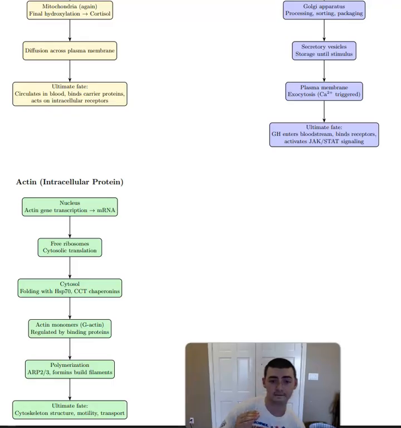The intracellular proteins like actin are translated on free ribosomes, fold in the cytosol, and remain in the cell as part of the cytoskeleton. Together, these examples highlight how cells tailor different pathways depending on the type of macromolecule and its ultimate destination.